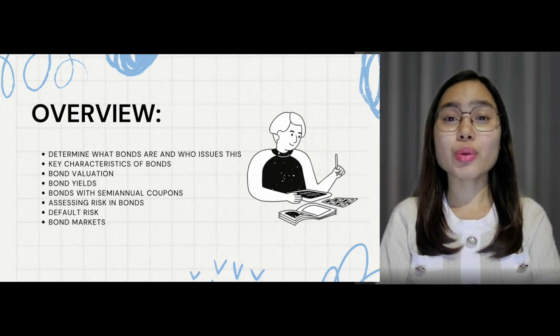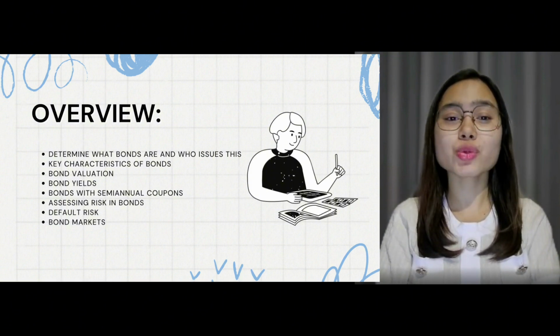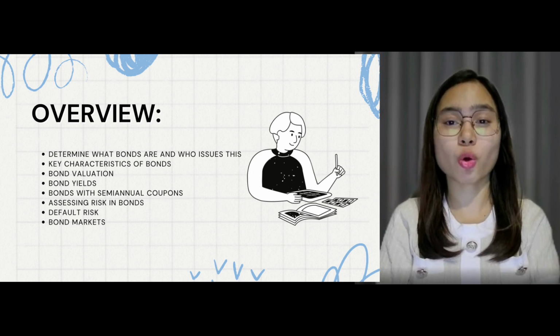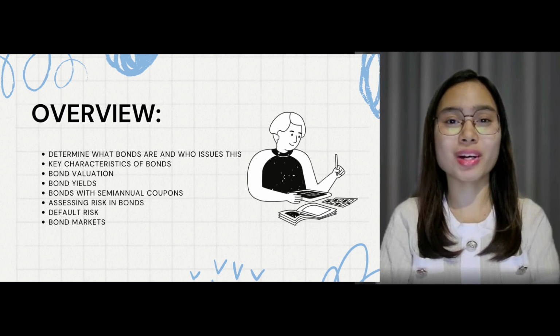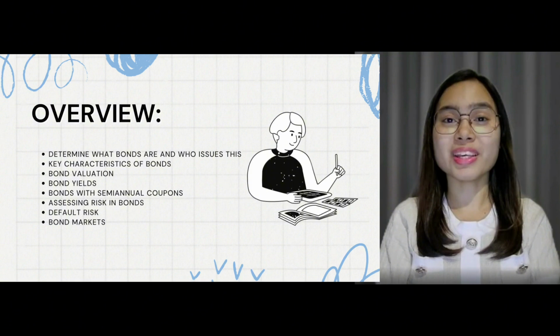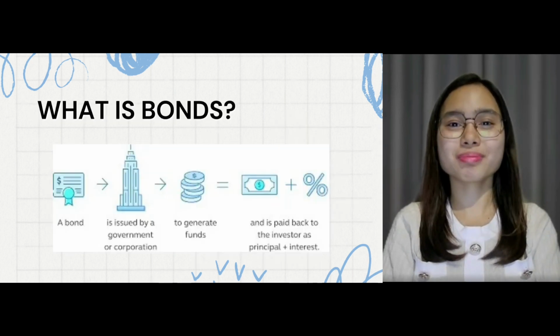So, as we begin, let us start with our overview. After our discussion, you will be able to determine what bonds are and who issues them, as well as the key characteristics of bonds. You will also know bond valuation, bond yield, bonds with semi-annual coupons, and how to assess the risk of bonds. You will also determine the default rate, and last but not least, the bond market.